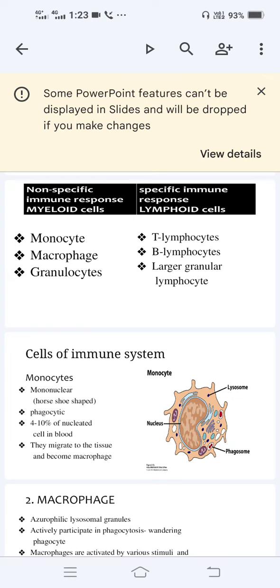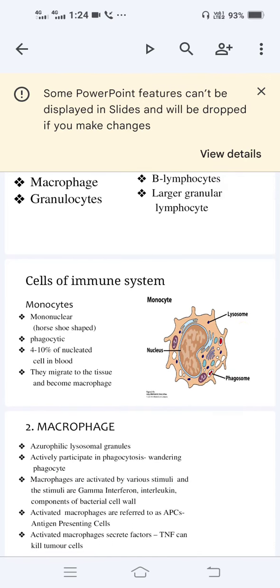First is monocytes. Monocytes are mononuclear, that is, a horseshoe-shaped nucleus is present. They are phagocytic in nature, 4 to 10% of nucleated cells in the blood. They migrate to the tissues and become macrophages, with eosinophilic lysosomal granules, and actively participate in phagocytosis as wandering phagocytes.